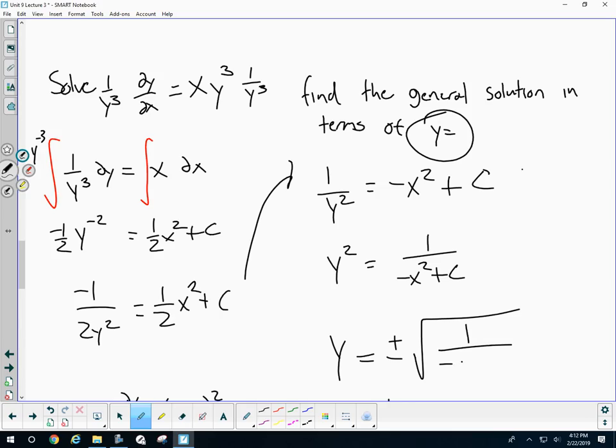Notice I put a plus or minus. Remember, when we have an unknown quantity squared, the original value y could have been a negative y or a positive y. We flip that over to this side to get the plus or minus root 1 over negative x squared plus c. Okay, so that is my general solution, and we'll just leave it at that.